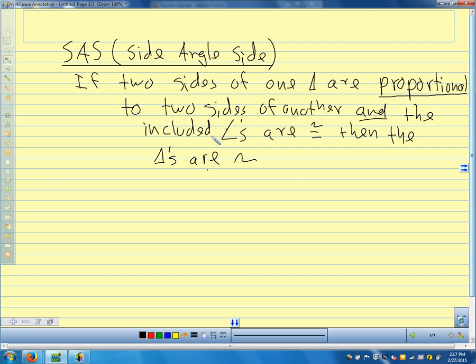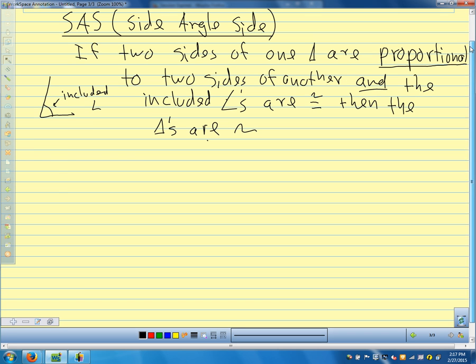And what do we mean by included? Remember we talked about included angles before? Right, where the 2 sides meet. So the angle that's between the 2 sides. So if we have 2 sides of our triangle, that angle is the included angle, where the 2 sides meet. So we need the 2 sides to be proportional and the angle that's between them to be congruent. All right, so let's look at a couple of examples of this, and then we will do one short proof, and then we'll be done.